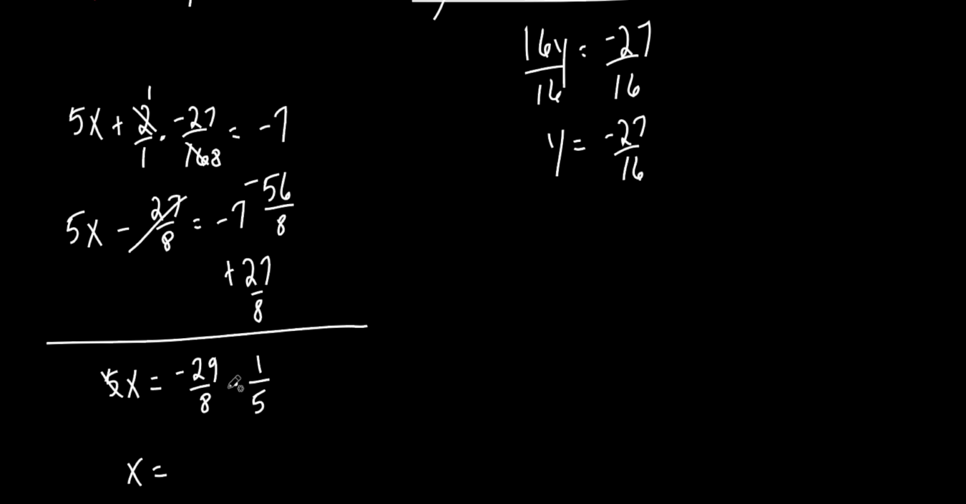Well, it's just my arithmetic. I didn't want to use a calculator, but I'm going to. Is that negative 29? 56 minus 27. Yeah, it is 29. It's negative 29 times that, 29 over 40. But that won't reduce.